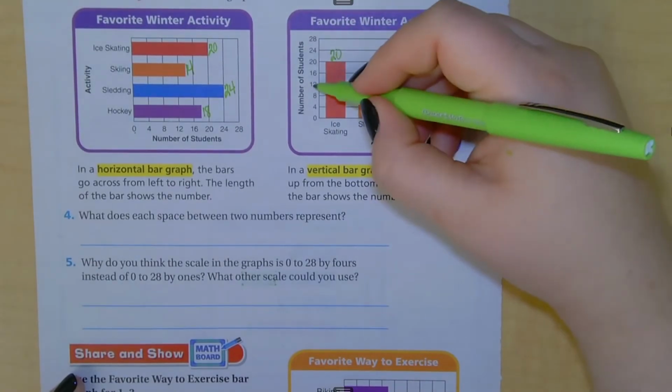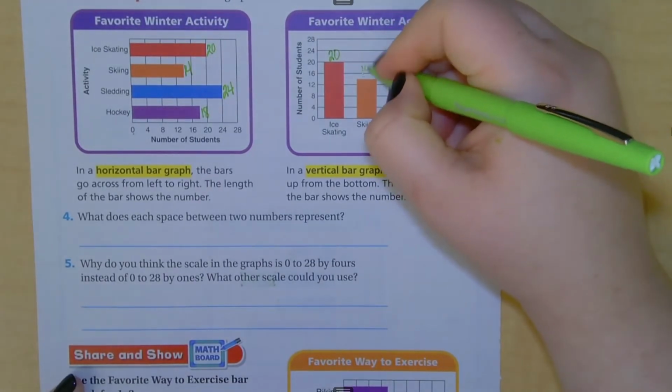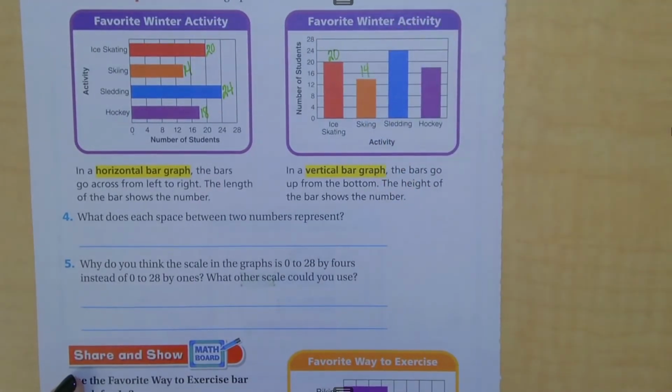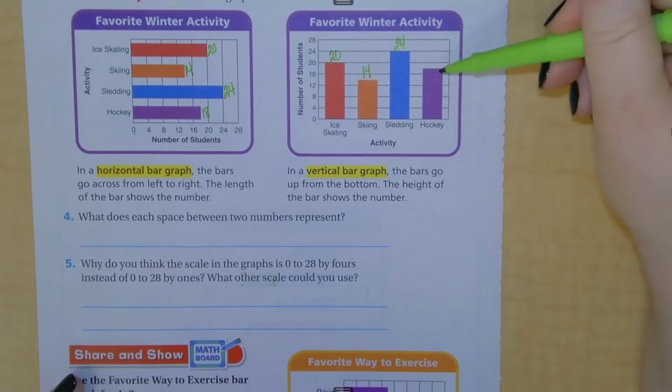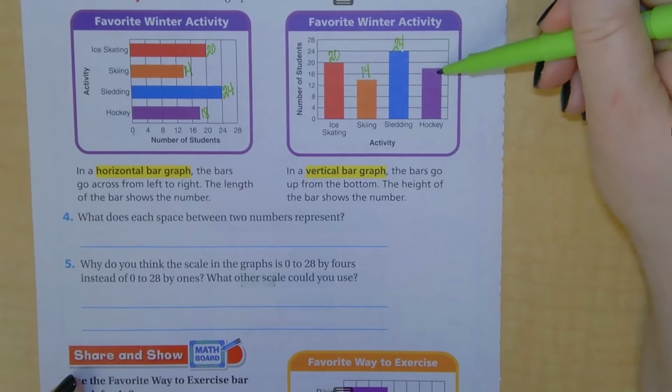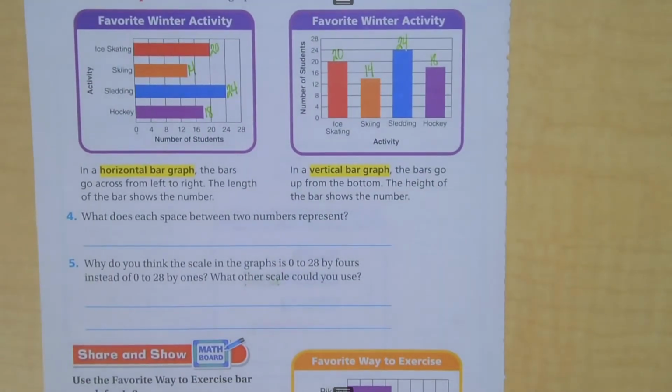Skiing, we're halfway between 12 and 16, and we know half of 4 is 2, so we add 2 on, it's 14. Sledding lands on 24. Hockey is halfway between 16 and 20. Half of 4 is 2, add 2 onto 16, you have 18. Okay, now we are ready. We have read our bar graphs, we're ready to look at these questions.